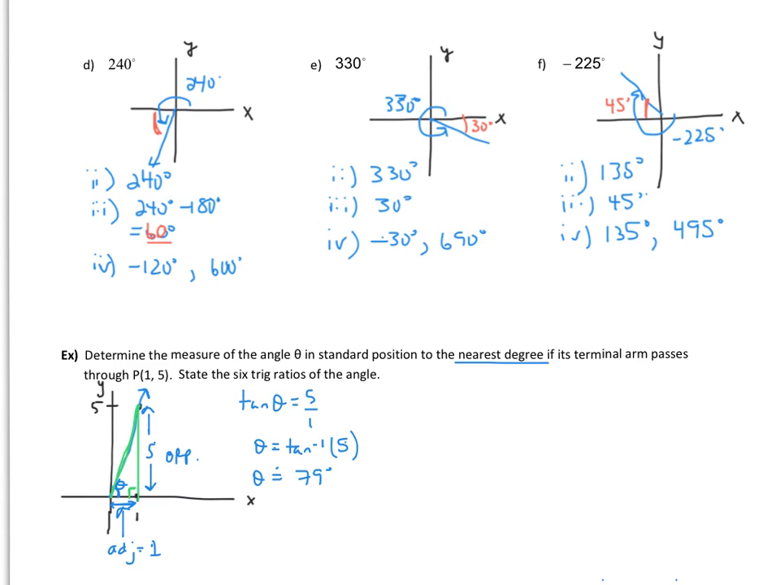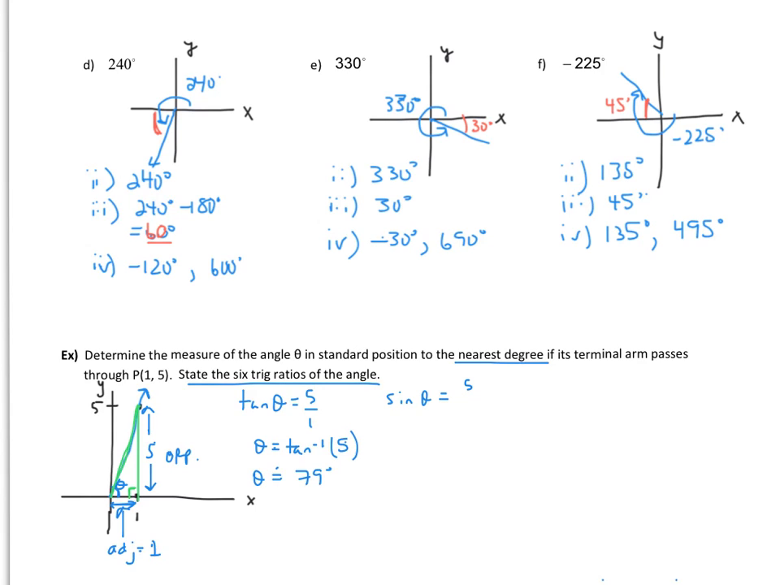All right, now I also want to state the 6 trig ratios of the angle. So I've already stated one of them. The tan of theta is equal to 5 over 1. The sine of theta is opposite over hypotenuse. Now opposite is 5, but we don't know the hypotenuse. But we can get it because it's a right angle triangle.